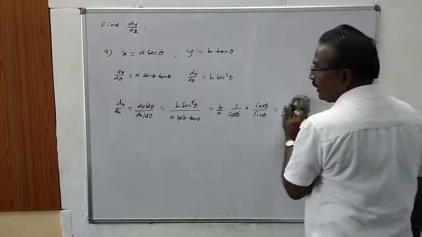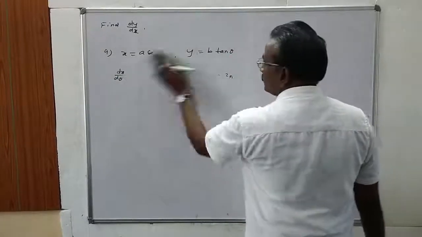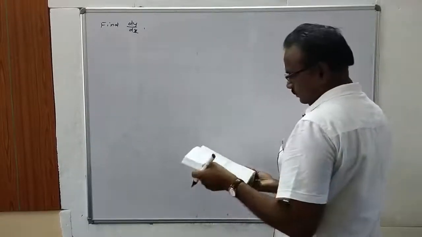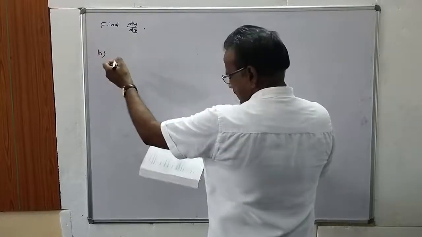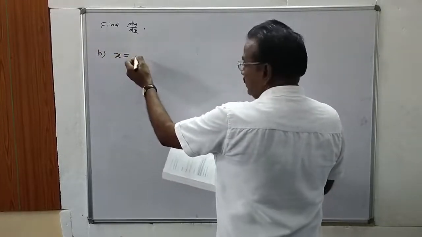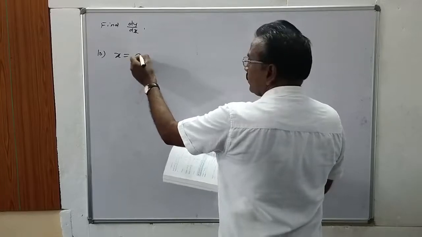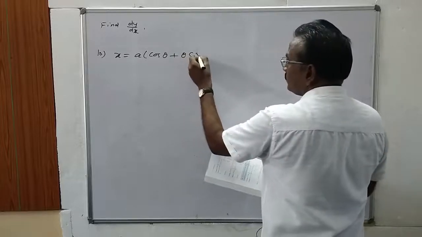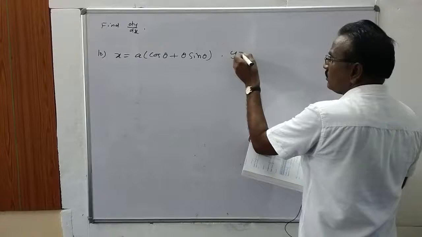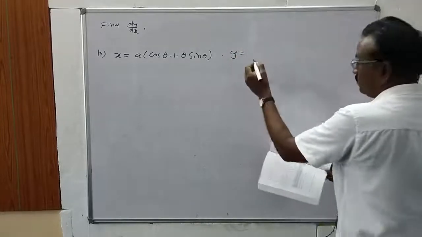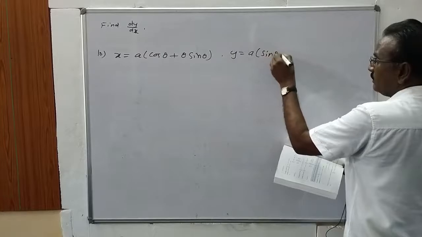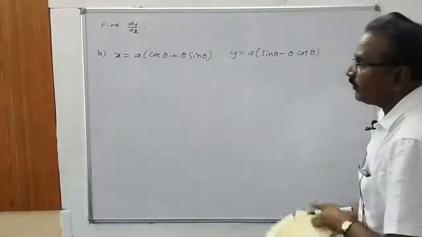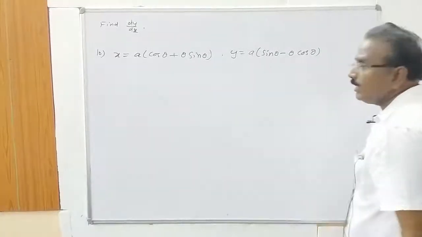Next, question number 10. x is equal to a into cos theta plus theta into sin theta. y is equal to a into sin theta minus theta into cos theta. Right, first find dx by d theta value, next dy by d theta value.